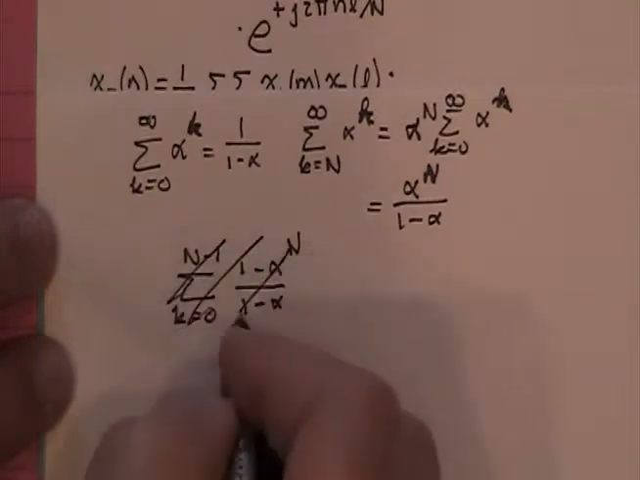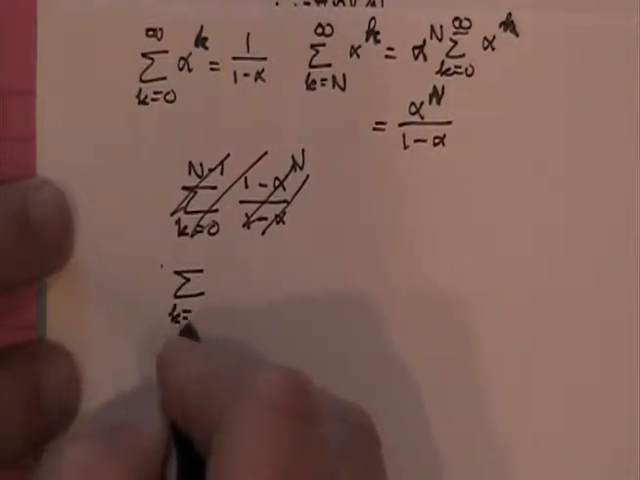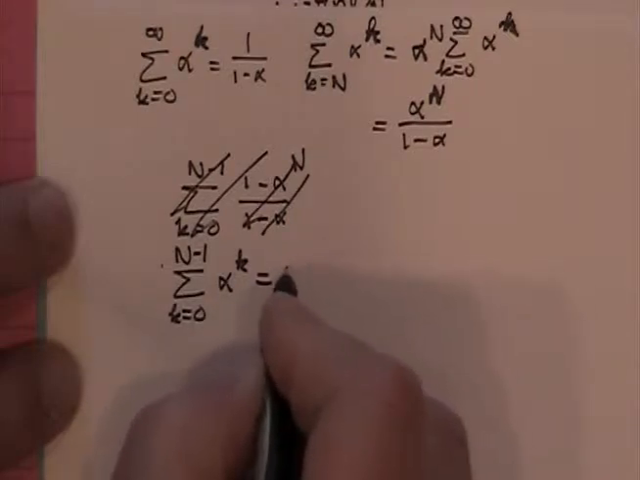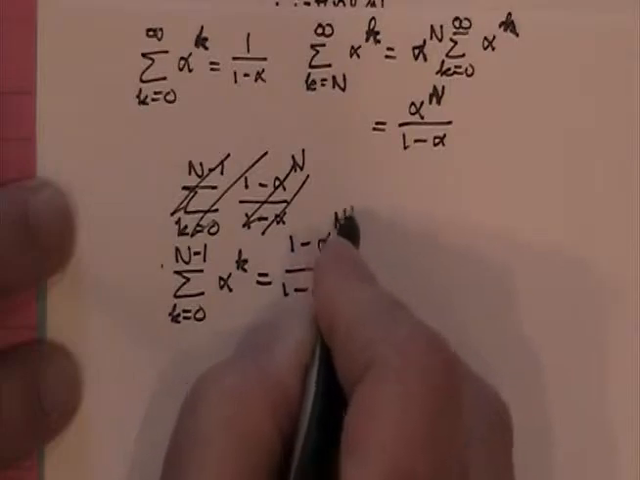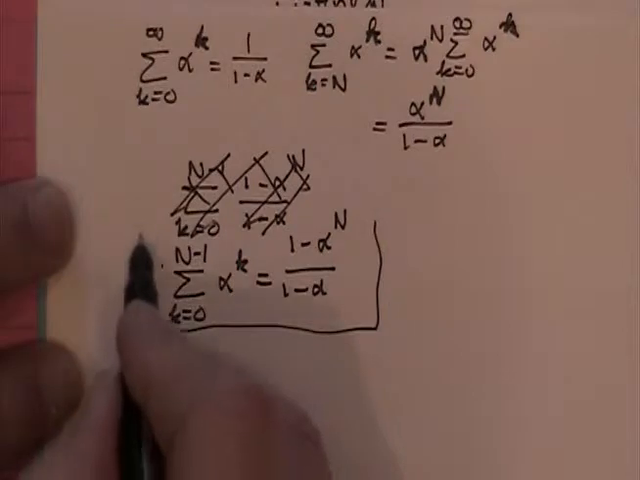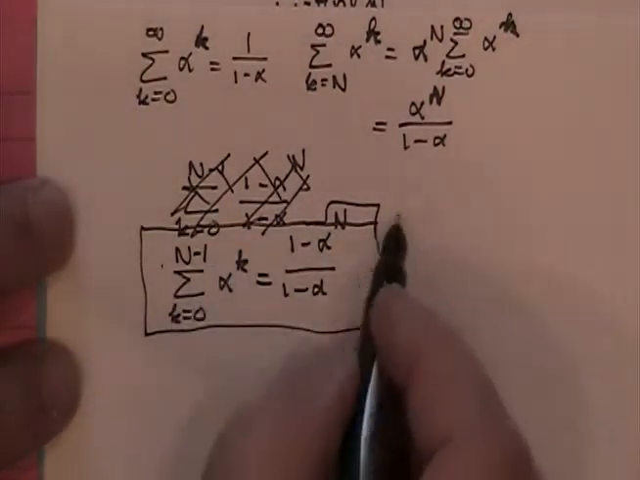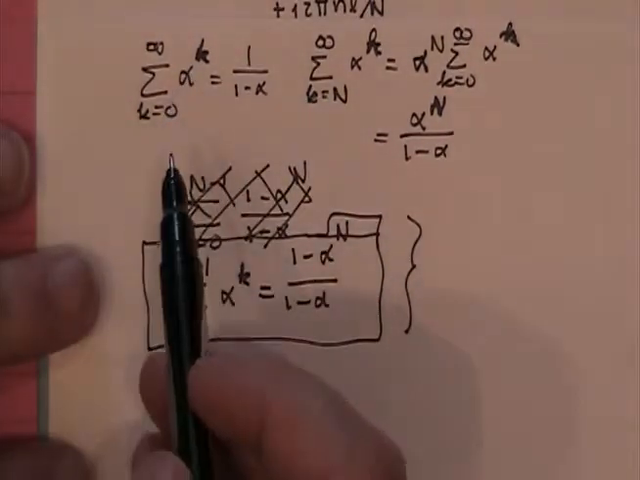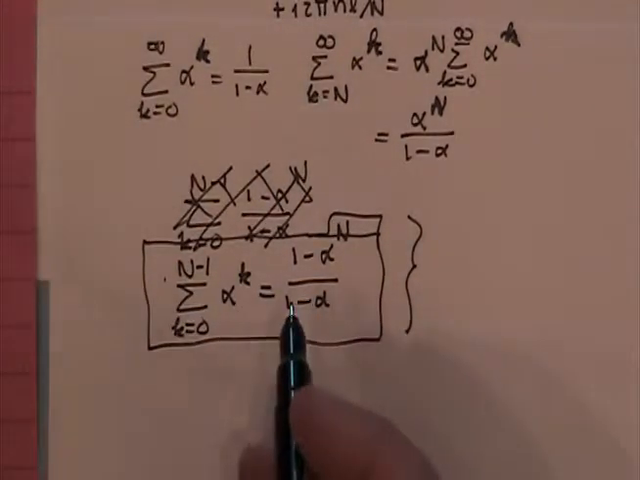Let me rewrite it again. I'll try again here. Summation k equals 0 to N minus 1 of alpha to the kth power has to add up to be 1 minus alpha to the N in the numerator and 1 minus alpha in the denominator. And this is what we call a partial geometric series. For the geometric series, we usually worry about convergence. Alpha has to have magnitude less than 1. This one, it doesn't matter what alpha is. It's a finite sum. It doesn't ever not converge, right?